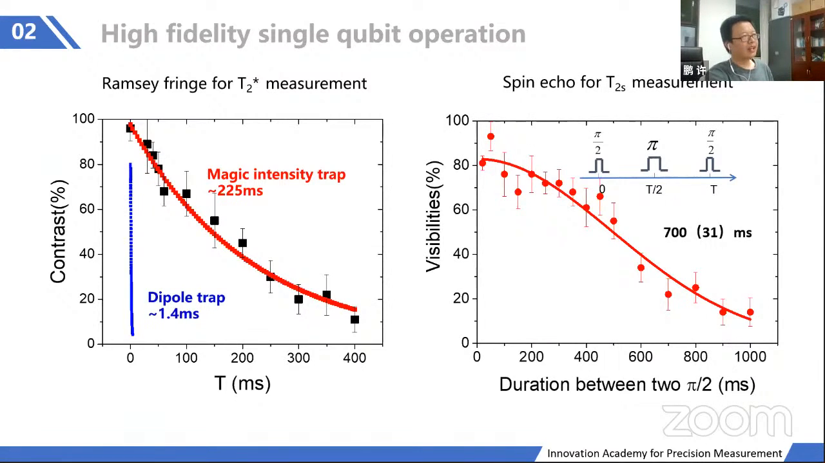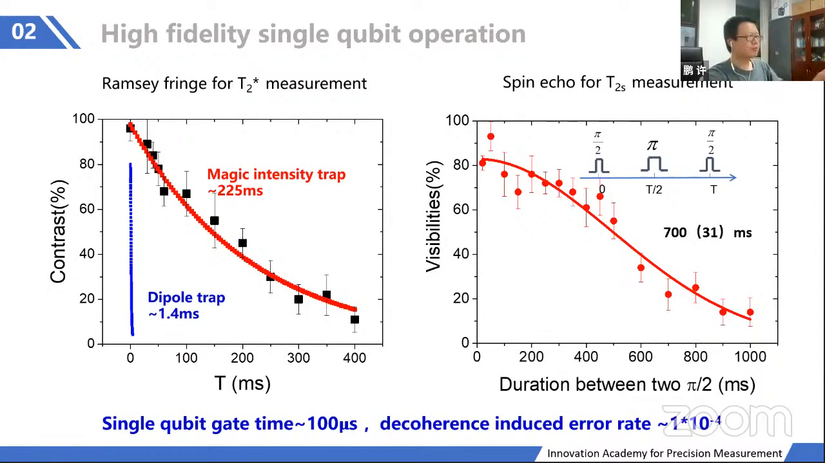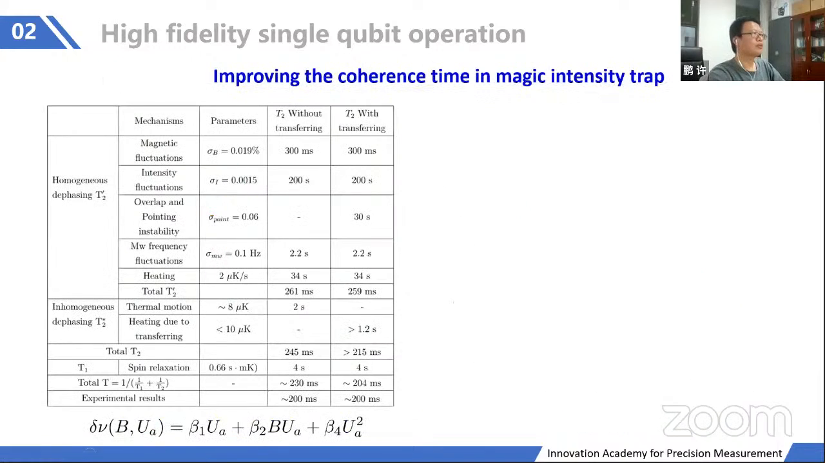And if we add some spin echo to further eliminate some inhomogeneous dephasing mechanism, we will extend the coherence time to 700 milliseconds. And let's do some simple estimation. If the single qubit gate time is some 100 microseconds, then with a 100 millisecond coherence time we still have an error rate of 10 to the minus 4. So can we improve the coherence time?